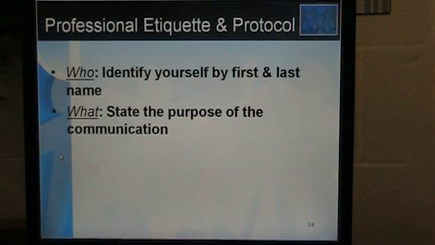What? State the purpose of the communication. Are you calling to check on your job application? Are you coming in because you have an appointment? Would you like to speak to someone in particular? State what the communication is for.